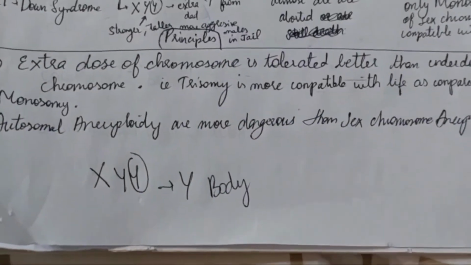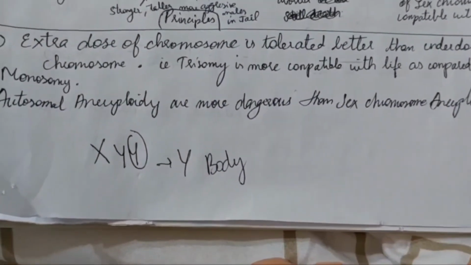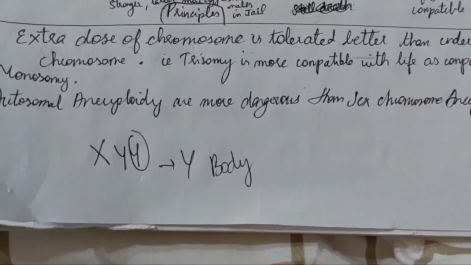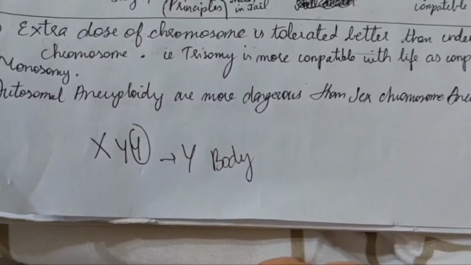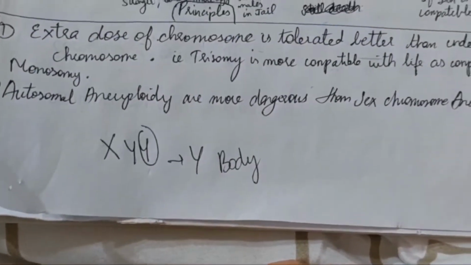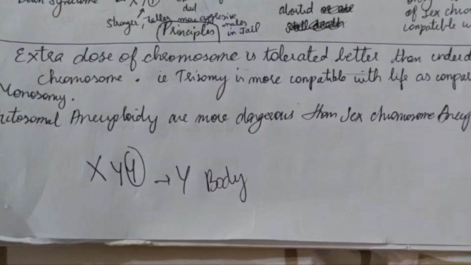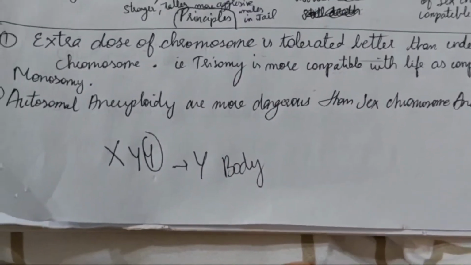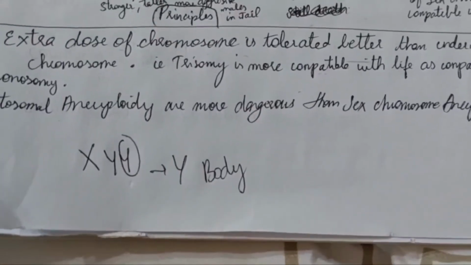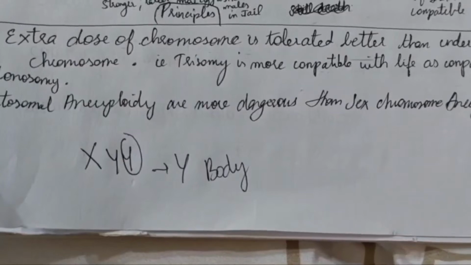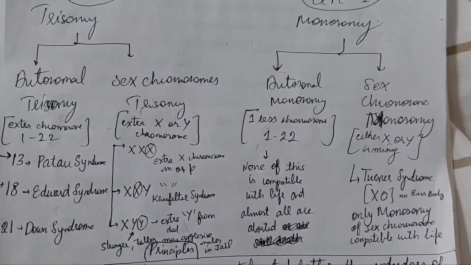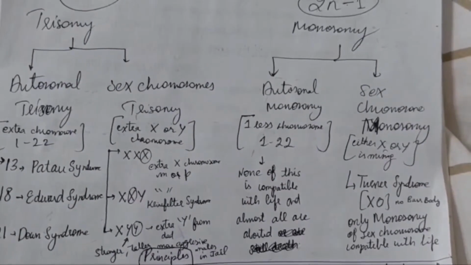So we have to remember some basic principles. An extra dose of chromosome is tolerated better than an underdose of chromosome. This means that trisomy of autosomal or sex chromosomes is more compatible with life as compared to monosomy of autosomal or sex chromosomes. And also, autosomal aneuploidy is more dangerous than sex chromosome aneuploidy. So autosomal trisomy or autosomal monosomy is much more dangerous than sex chromosome trisomy or sex chromosome monosomy. Now we are going to look into some examples of trisomy and monosomy of autosomal and sex chromosomes.